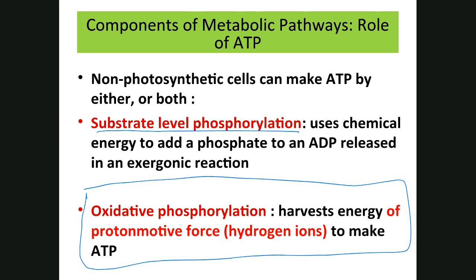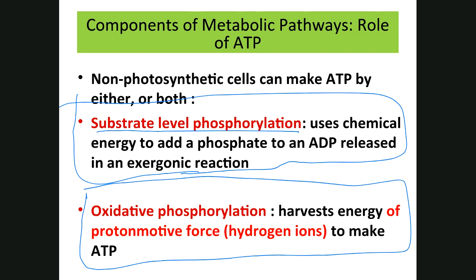Okay, substrate level phosphorylation is going to use chemical energy to add a phosphate to an ADP that is released in an exergonic reaction. So this is going to occur in the middle of a chemical pathway. This will be one more step in a chemical pathway, substrate level phosphorylation.